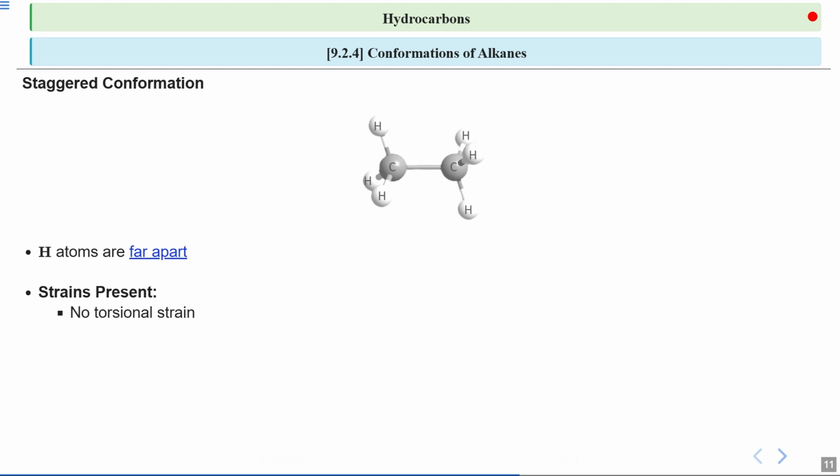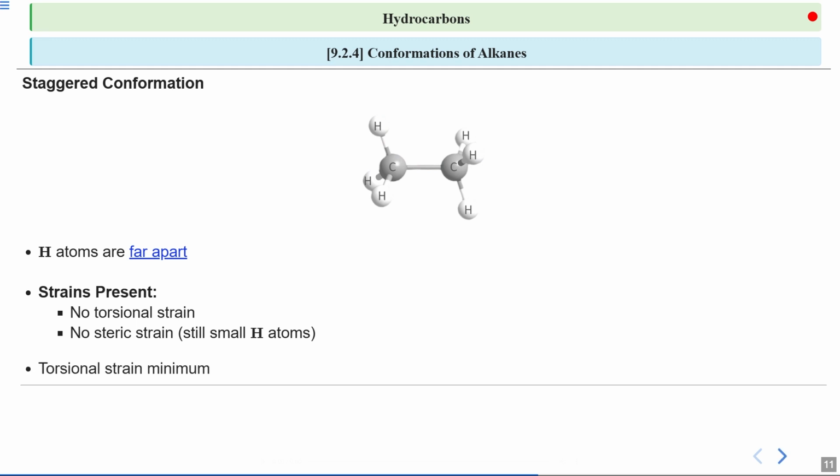The first point on the list tells us that there is no torsional strain in the staggered conformation. So this means atoms are not experiencing any twisting force. And this next point highlights that there is no steric strain either, as the hydrogen atoms are small and they do not crowd each other. So finally, we can say that torsional strain is at a minimum in this conformation as well as the steric strain, making the staggered conformation the most stable one compared to other conformations in case of ethane.